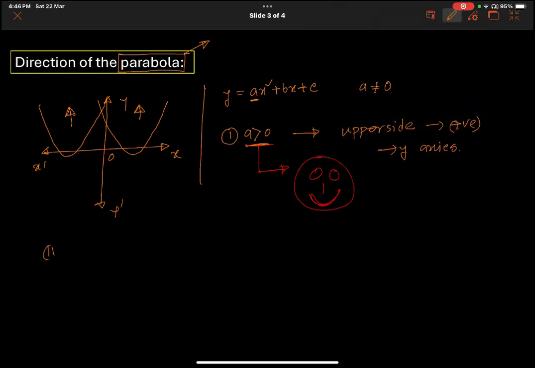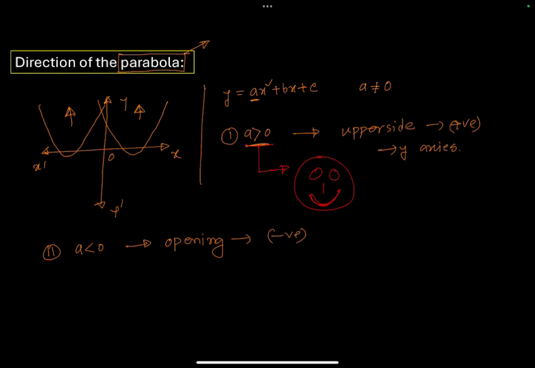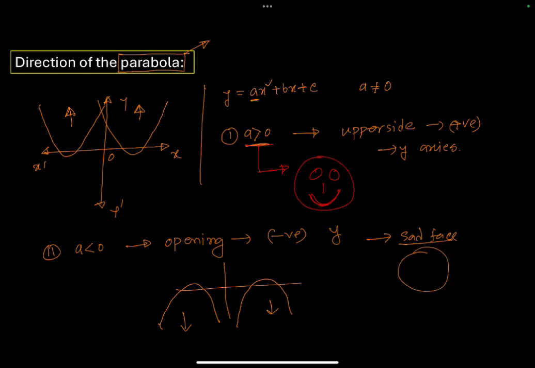In contrast, if a is less than 0, the opening of the graph is at the negative side of the y-axis. You can now imagine a graph like this or like this. You can see that the opening of the graph is toward the negative side. You can also remember this by remembering that if the constant a multiplied by x squared in a quadratic equation is negative, then the graph will be like a sad face. The sad face is denoted by this.